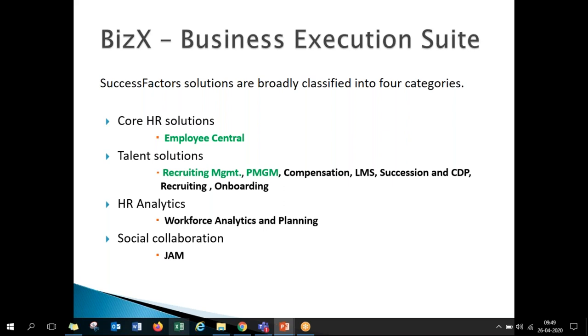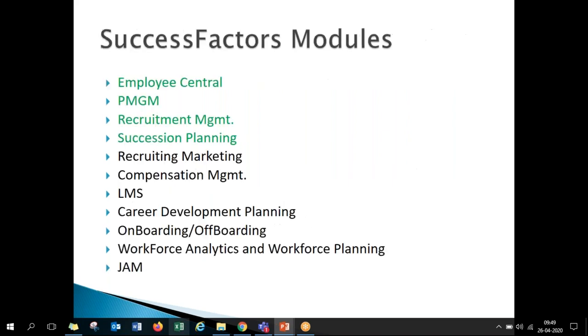And just to give you a list of all of them in one single place. So these are all the modules, guys. Employee Central, PMGM, Recruiting Management, Succession Planning, Compensation, Learning Management, all these various solutions. So Employee Central and Recruiting Management are the main core areas that we concentrate on in our training curriculum here at TechBrainz. Okay. So Employee Central and Recruiting Management are a global demand.